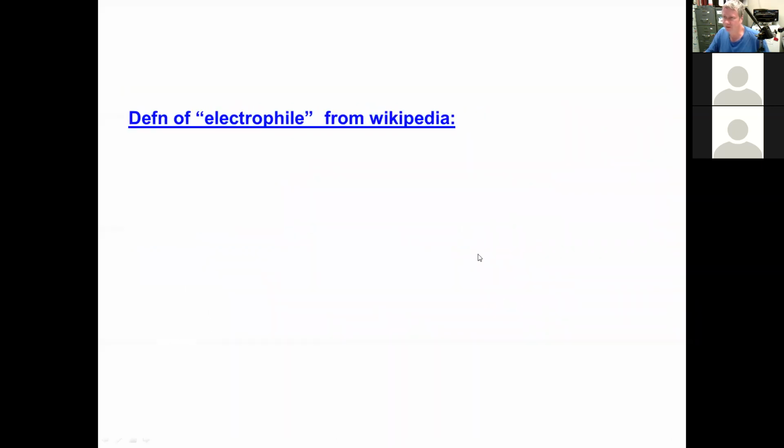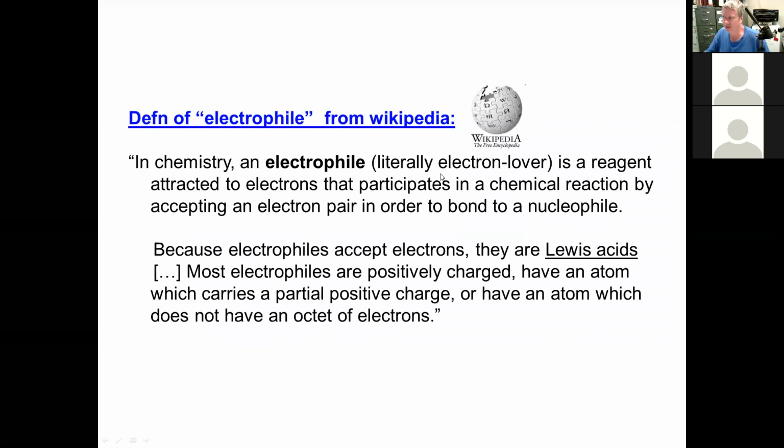Definition of electrophile from Wikipedia. In chemistry, an electrophile, literally an electron lover, is a reagent attracted to electrons that participates in a chemical reaction by accepting the electron pair in order to bond to the nucleophile. Because electrophiles accept electrons, they are Lewis acids. So electrophiles are Lewis acids. Most electrophiles are positively charged or have an atom which carries a partial positive charge. So we call that delta plus, right? Delta plus for partial positive. Or they have an atom which does not have an octet. So that could be like BH3, we just said, or BCl3, carbocations, right? They do not have a full octet.